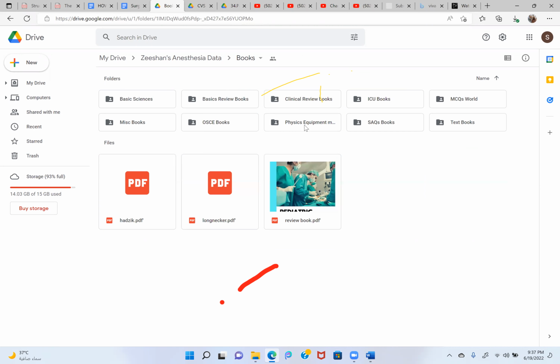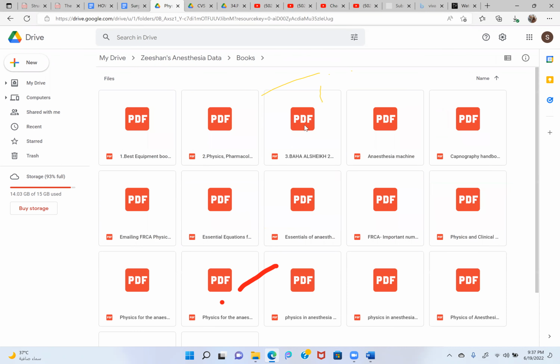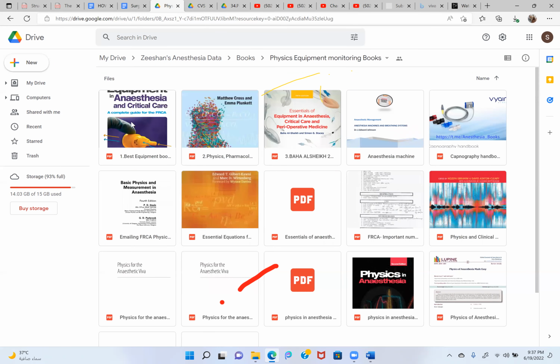And this folder is for physics and equipment. So I will suggest these two books, number 1 and number 2. Majority of the time I have just tried to number them. This book is excellent for any equipment in anesthesia, any monitoring in anesthesia. This is for basic sciences concepts of physiology, pharmacology, physics. It is excellent. These two books I will highly suggest.